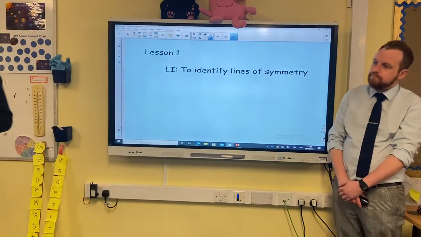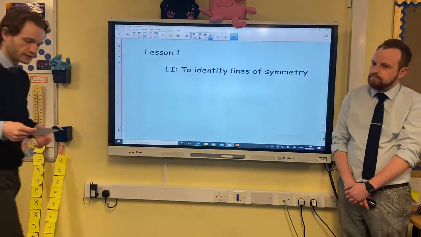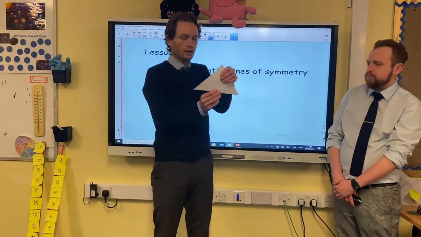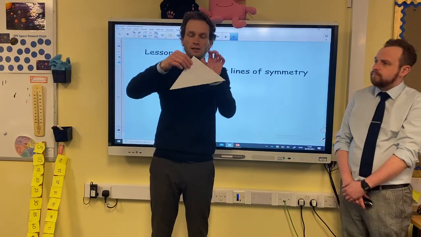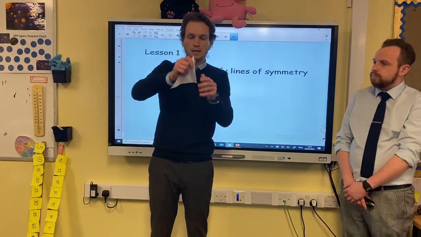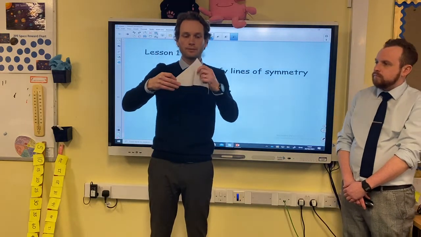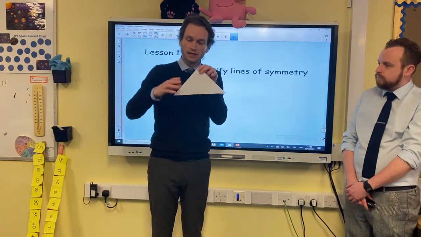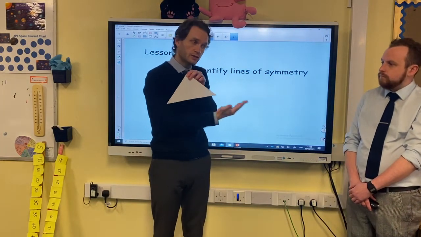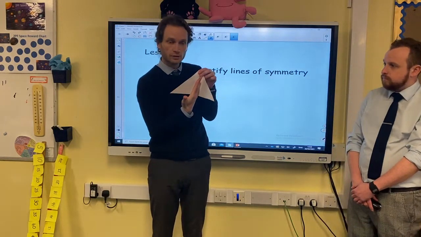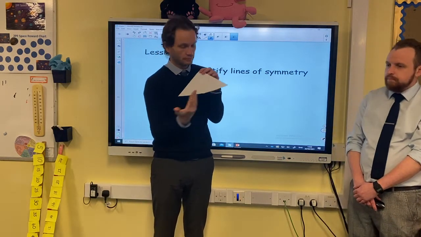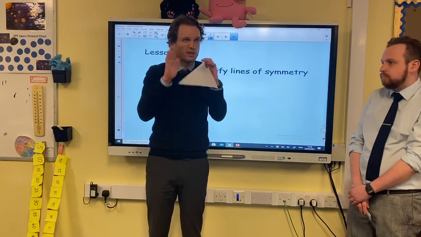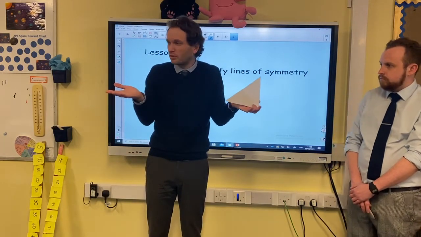Now, this works with all sorts of shapes and pictures. If I have a piece of paper with this shape, what shape is this, Mr. Lake? A triangle. So if I fold it in the middle and open it up, that is my line of symmetry, because that side is the same as that side. And if we put a mirror on our line of symmetry, it would look the same. It's a mirror image. So that's all a line of symmetry is. If you fold something in half and open it up, it'd be the same.